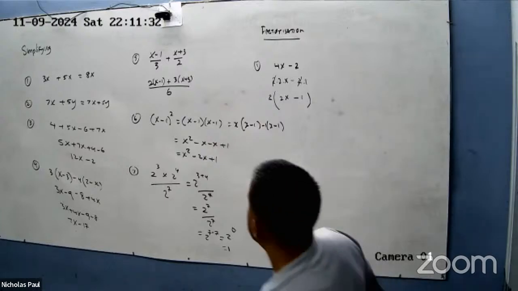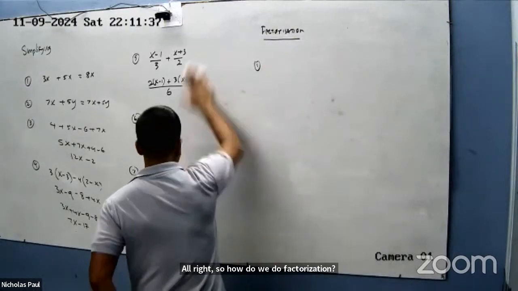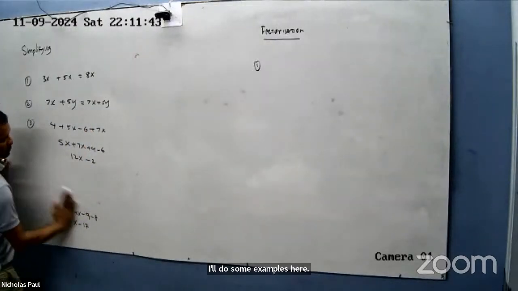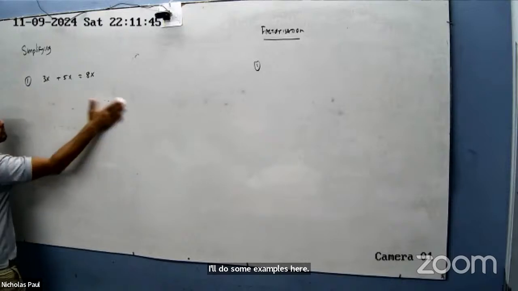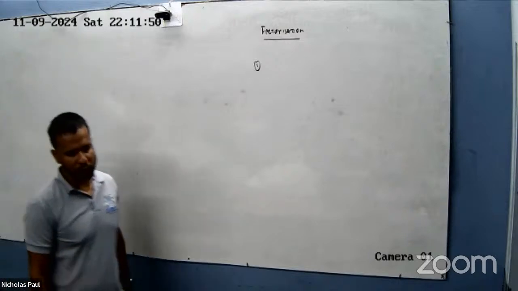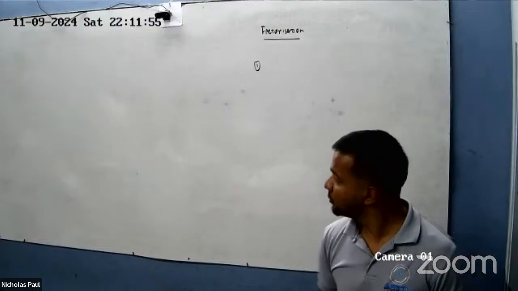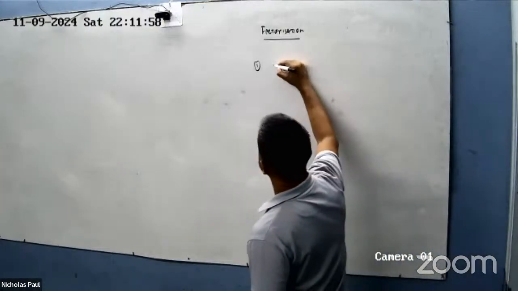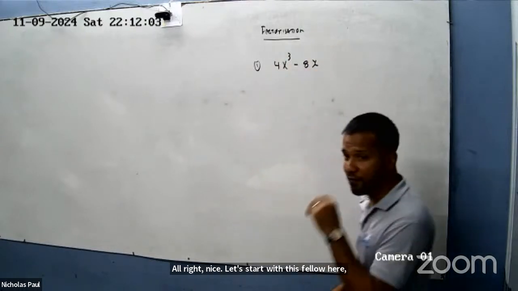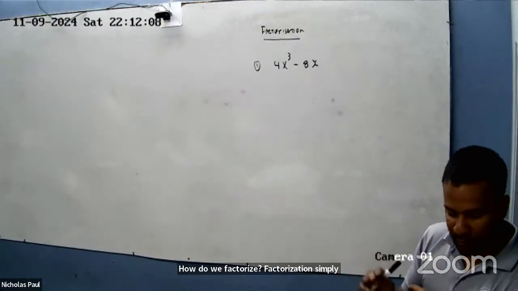All right, so how do we do factorization? I'll go through some examples here. All right, nice. Let's start with this fella here, right? 4x cubed minus 8x. How do we factorize? Factorization simply means looking at the terms and pulling out common factors.